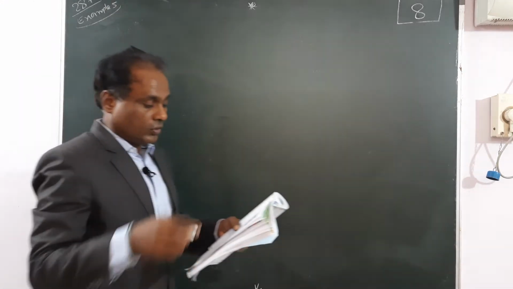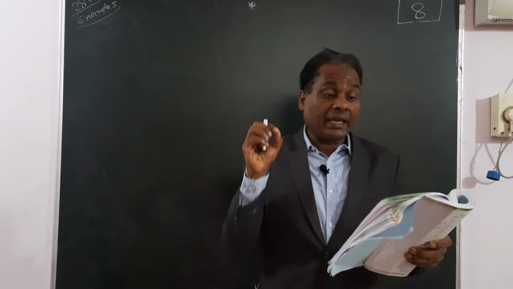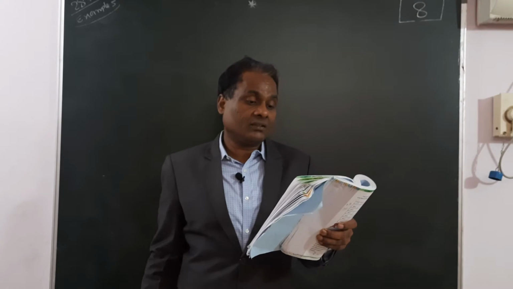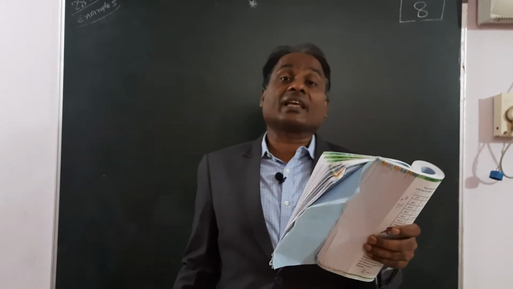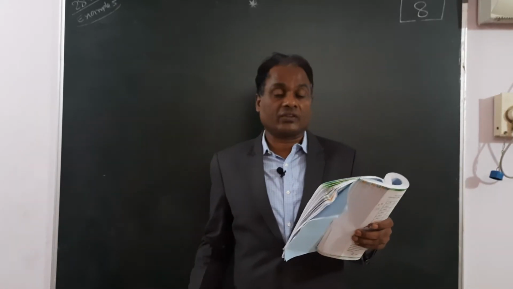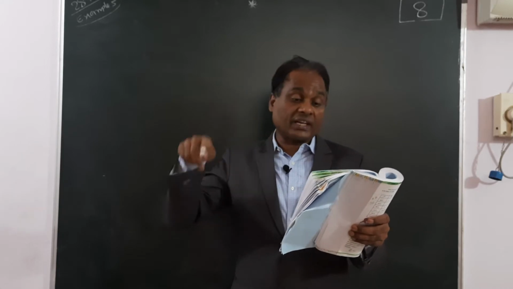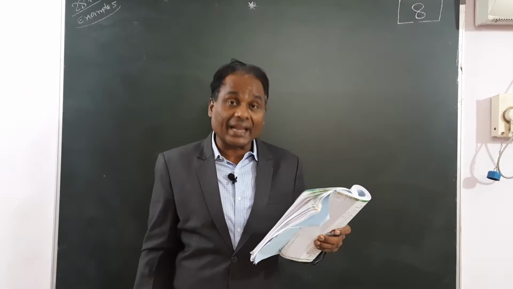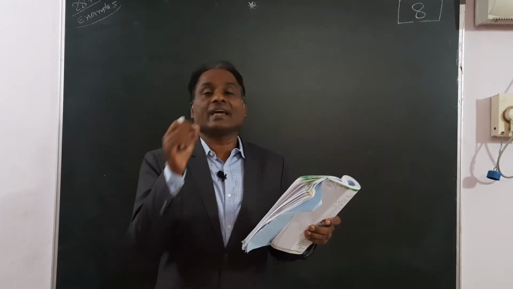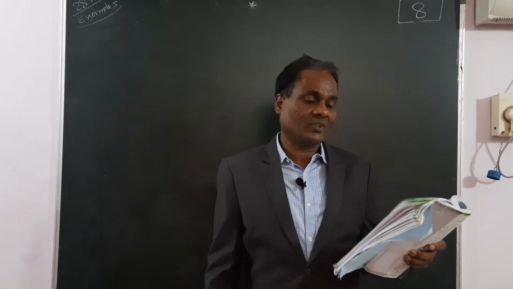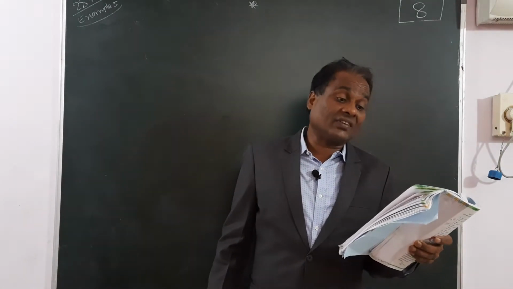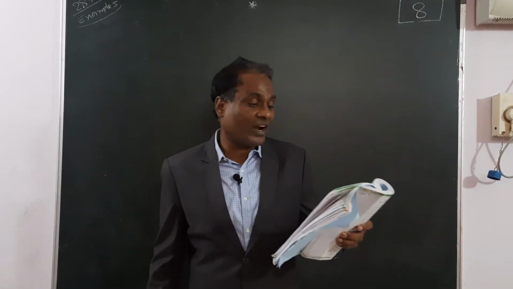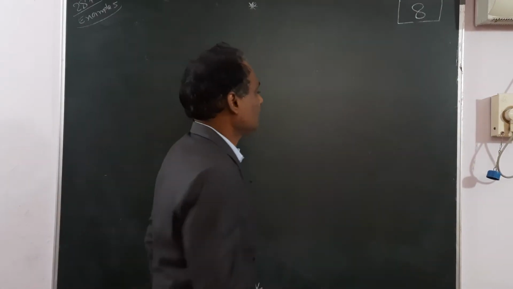I am reading the question, you write down. A chord of a circle of radius 6 centimeters is making an angle 60 degrees at the center. Find the length of the chord.